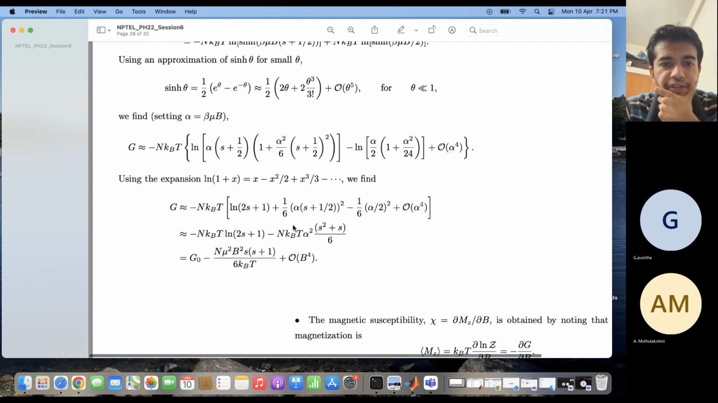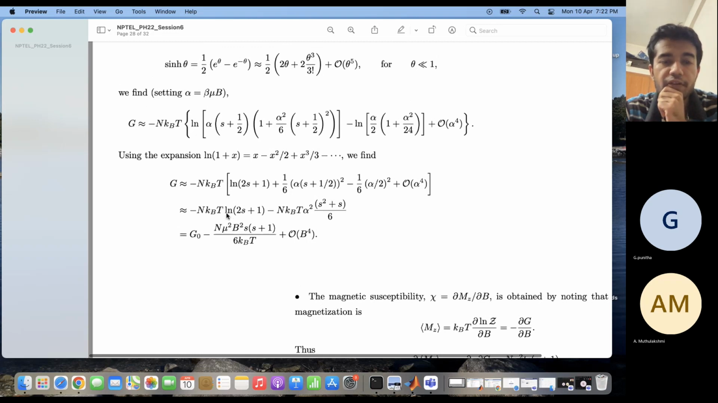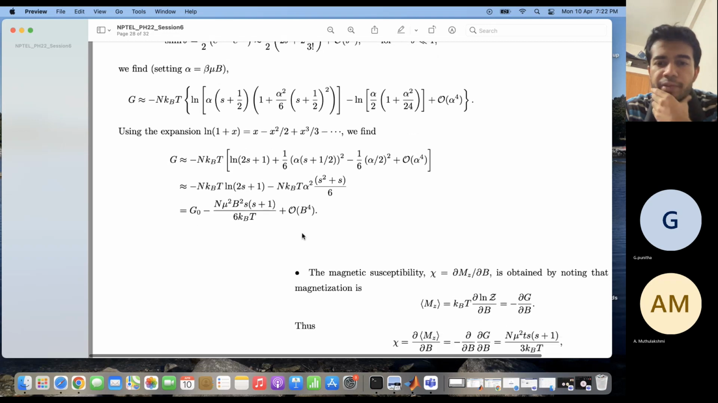And if I further simplify the expression and use the Taylor expansion of the logarithm of 1 plus x, then I am able to arrive at this form of the Gibbs free energy in the limit of small b.